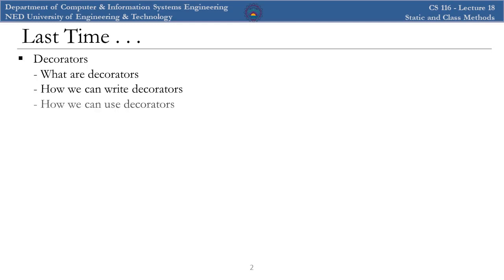In last lecture we discussed a relatively complicated concept of decorators. We learned what actually decorators are, how you can code a user defined decorator, and then how you can use that decorator. A decorator could be a user defined decorator or it could be a built-in decorator. And in today's session we'll use a couple of decorators to implement some other functionality in Python.